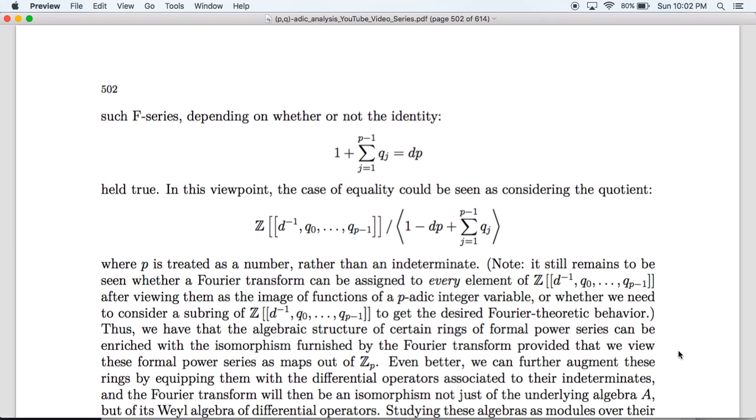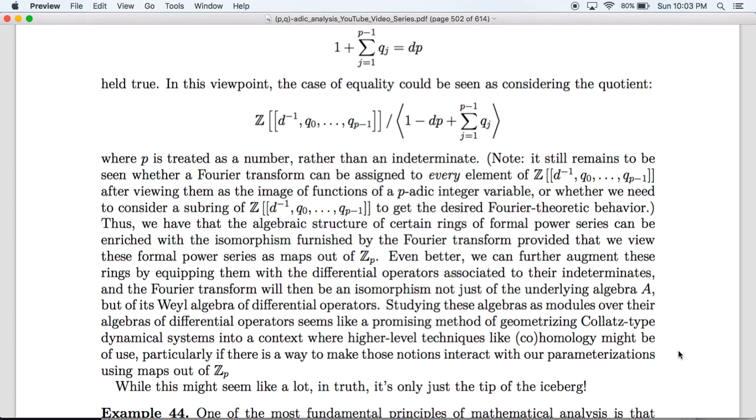But the point here is that we have the algebraic structure of certain formal rings of formal power series can be enriched with the isomorphism furnished by the Fourier transform, provided that we view these formal power series as maps out of Z_p. Even better, we can further augment these rings by equipping them with the differential operators associated to their indeterminates. And the Fourier transform will then be an isomorphism not just of the underlying algebra A, but also of the associated Weyl algebras of differential operators.